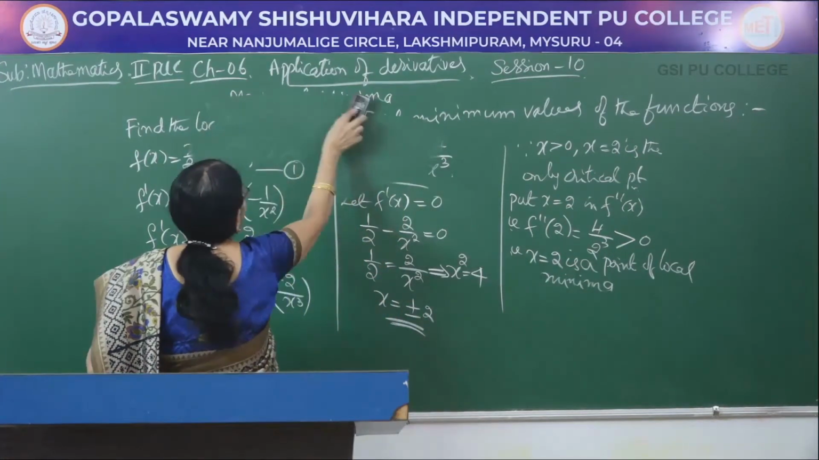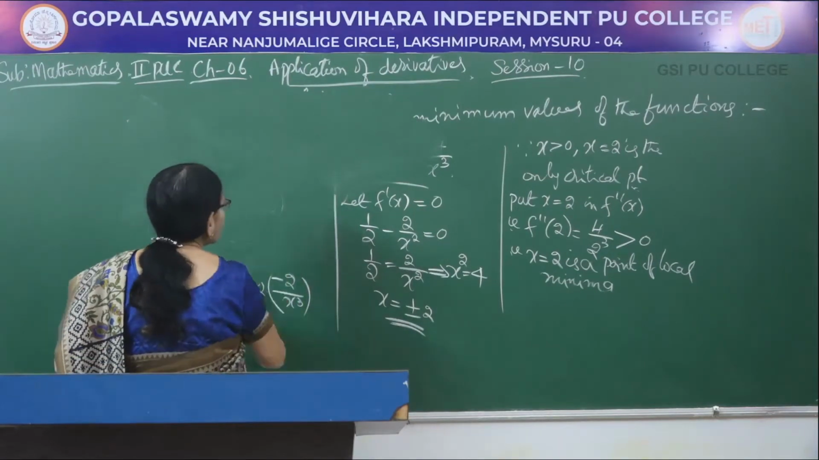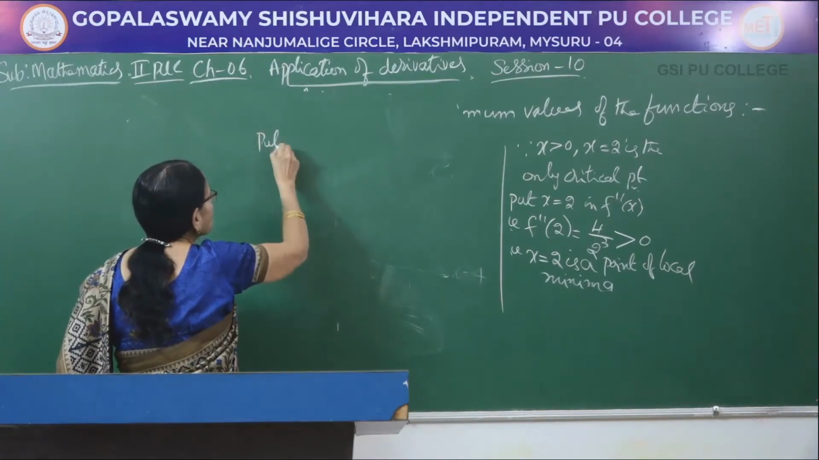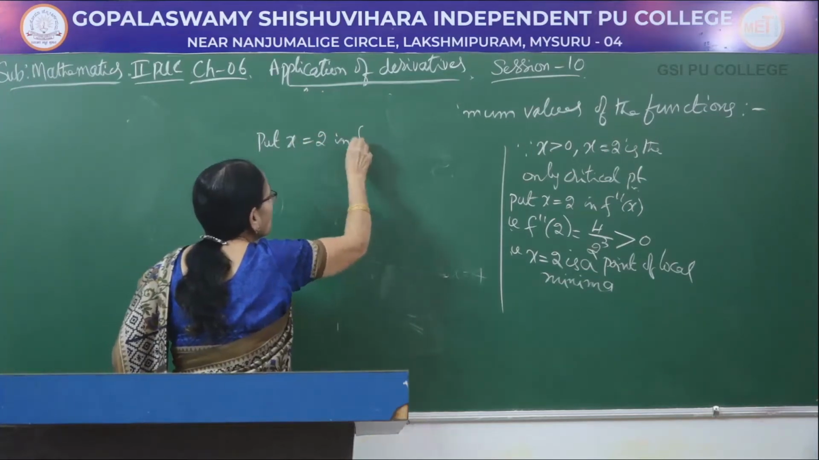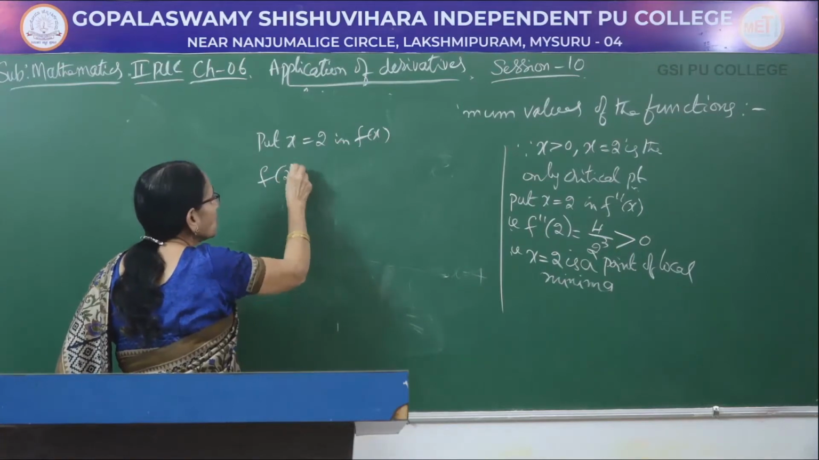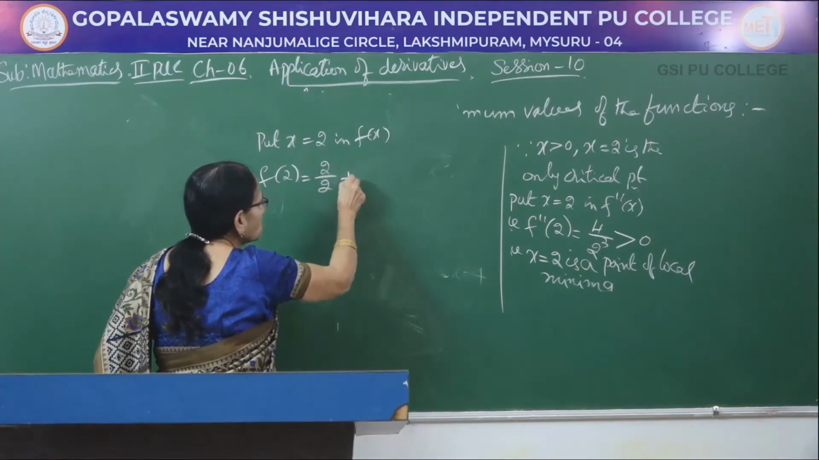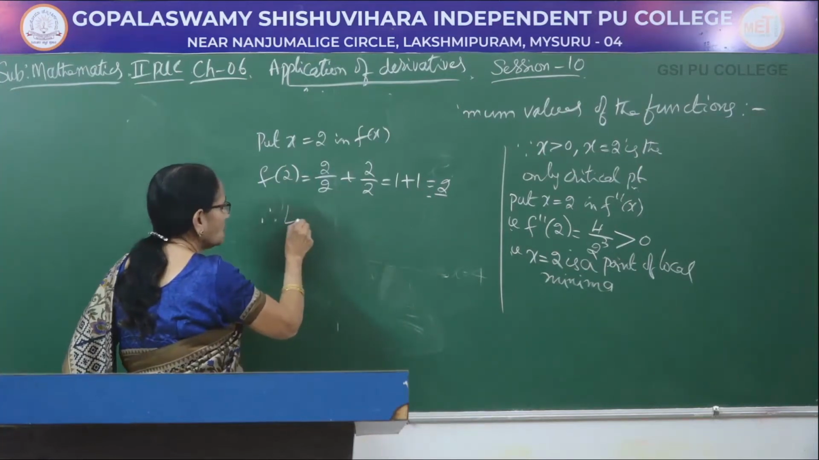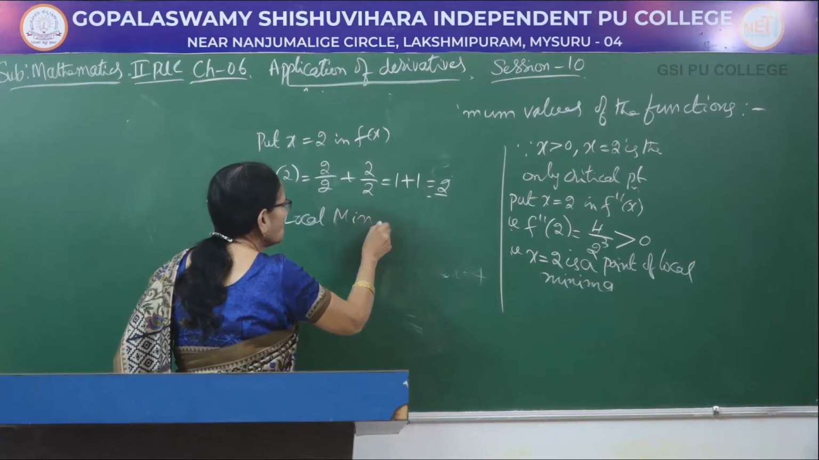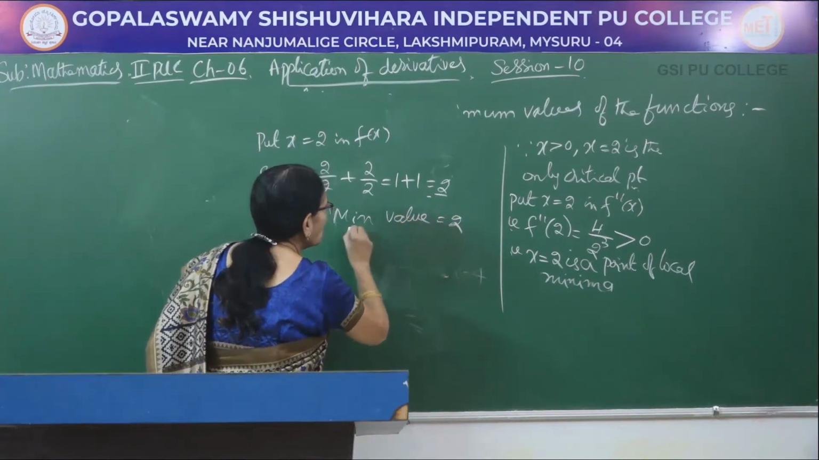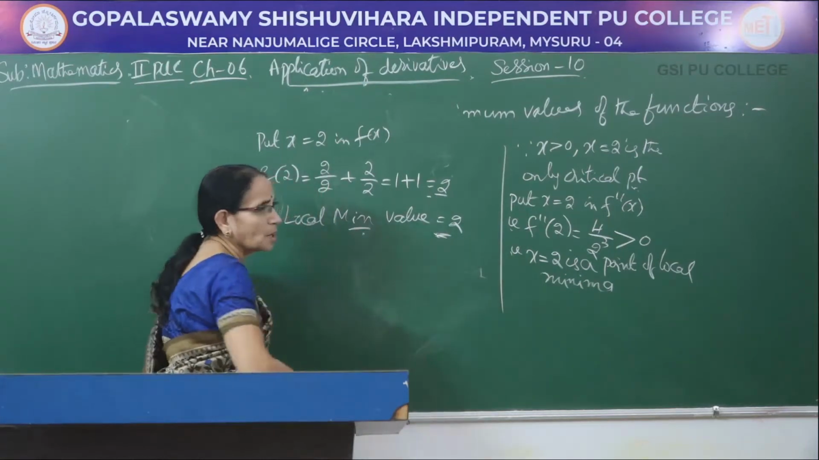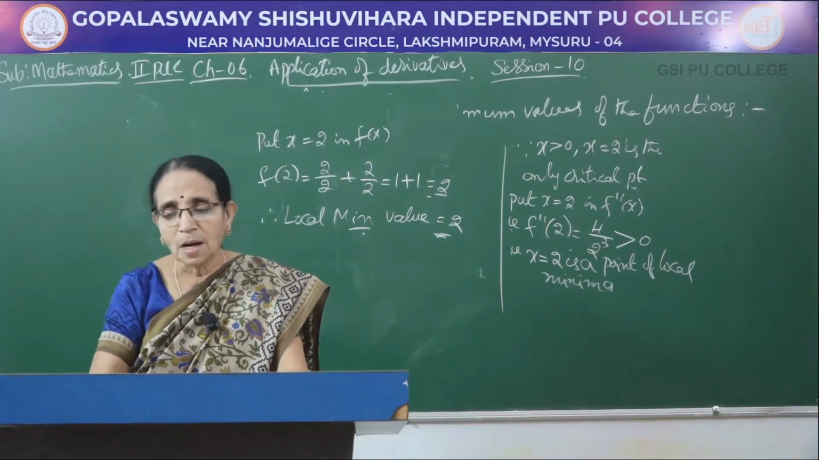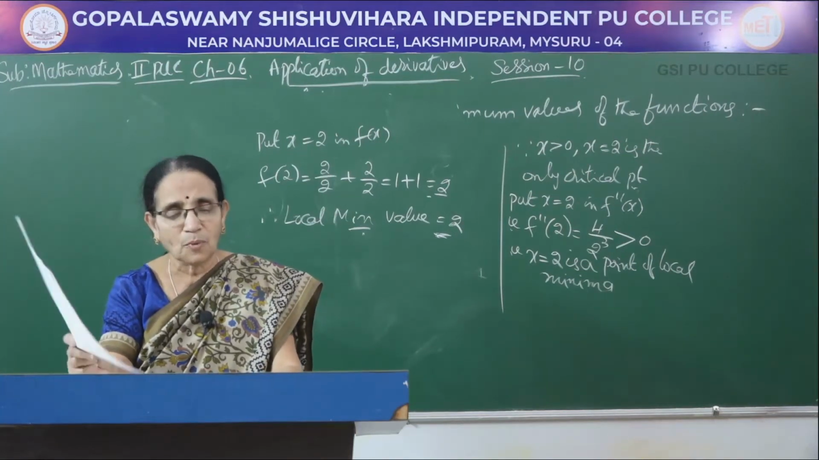Since we are interested in the local minimum value, you have to go to the original function. In that one, put x is equal to 2, you get the value. That is, put x is equal to 2 in f of x. That is f of 2 equal to x by 2, that is 2 by 2 and again 2 by 2, that is 1 plus 1, that is equal to 2. Hence, you write the answer. Therefore, local minimum value is equal to 2. So, this is how we have to find out. Local minimum value is equal to 2 because it has got only one critical point. At that point, it is attaining only a minimum value.